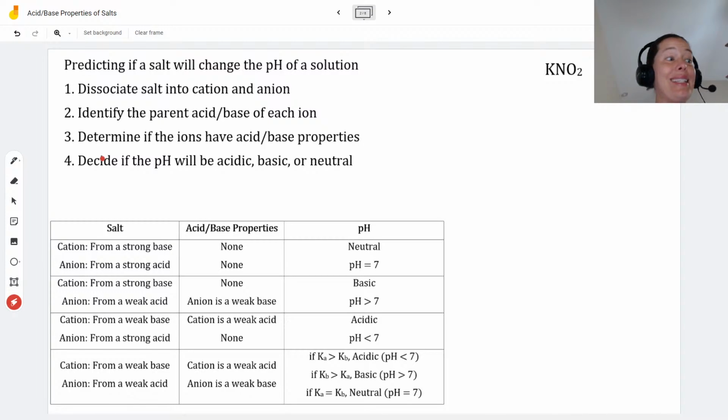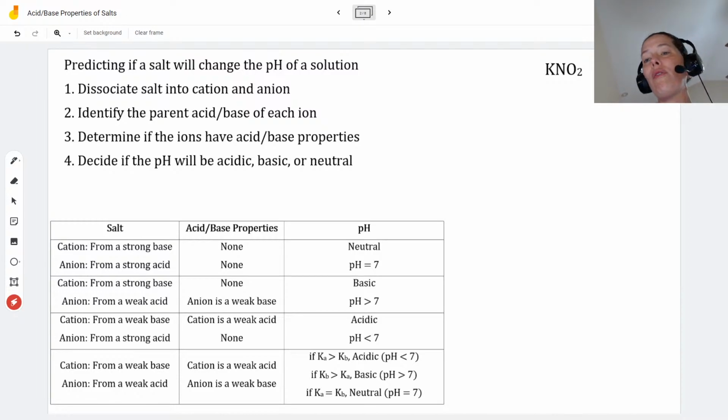So with all that foundation being laid, we are going to start with our first salt. I wanted to make sure that you could see the salt on the screen. Sometimes I forget that I put my face up here in the upper right-hand corner. So here is our salt, and we are going to go through each of these 4 steps and determine if an aqueous solution of this salt will have an acidic, basic, or neutral pH. So let's go ahead and jump in. My salt here is potassium nitrite.